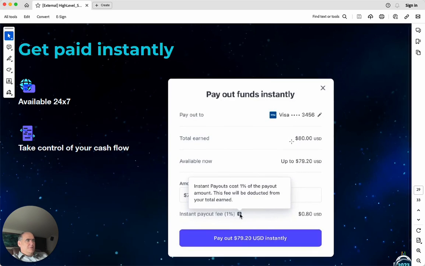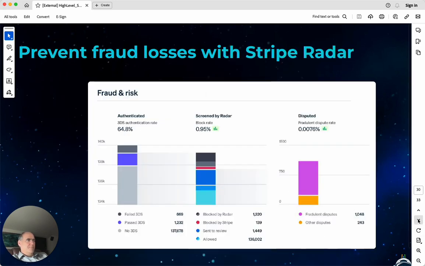Get paid instantly. Yeah, I don't know what this thing is. It sounds good, but available now, $79.20. They took off 80. They took an instant payout fee, 1%. So maybe, just maybe, they're talking about accelerated payment to you, where they take 1% of the fee, plus they're going to charge you the other 2 or 3%, but this is instantaneous, we'll take 1% and we'll risk all that for you.